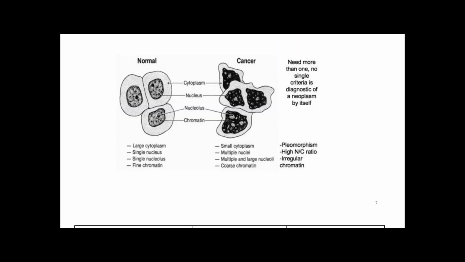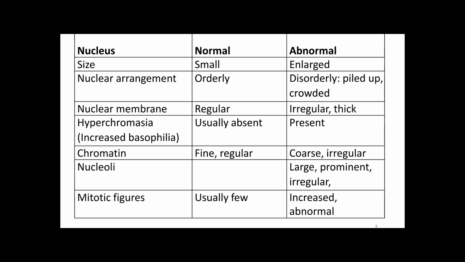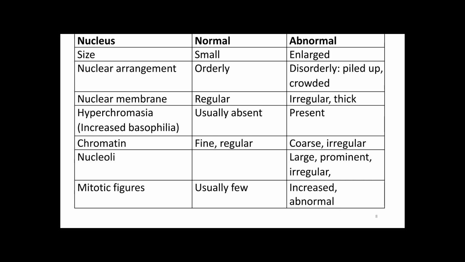So here the nuclear arrangement is orderly. There is an order in normal cells, but in abnormal cells it is not in order: disordered, filled up and crowded. Then when we consider the nuclear membrane, in normal cells we can see it is regular, but in abnormal cells, as we already discussed, irregular and thick.